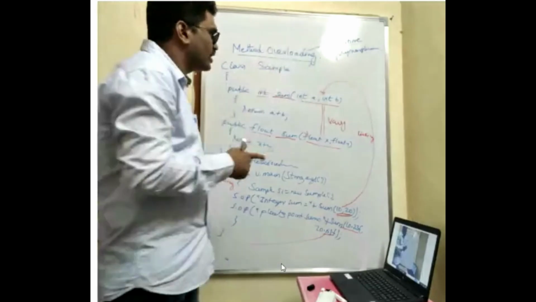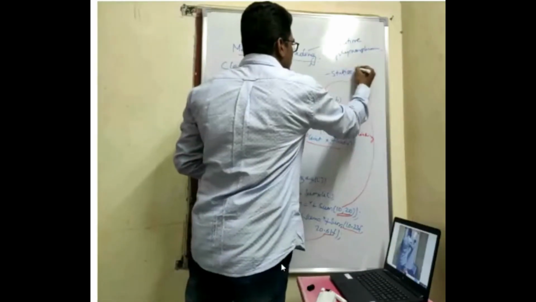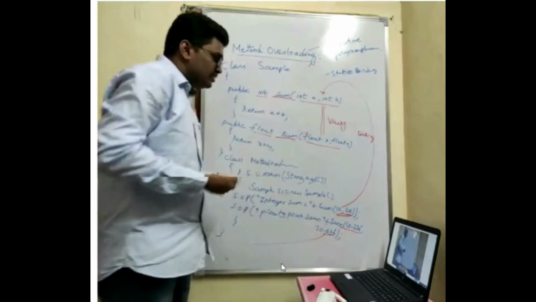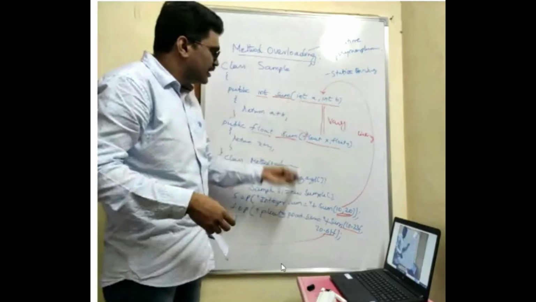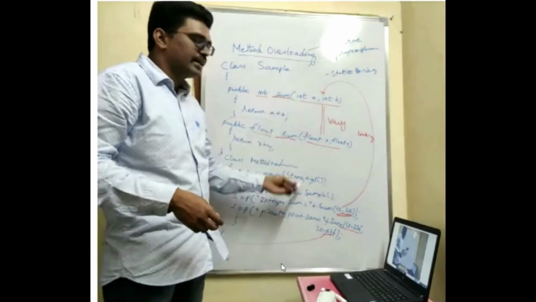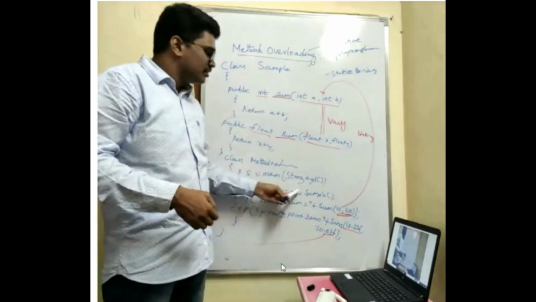And this is also an example of static binding, or compile time binding. So what is compile time binding? The method call and method code will be linked during compile time. That is called static binding or compile time binding.